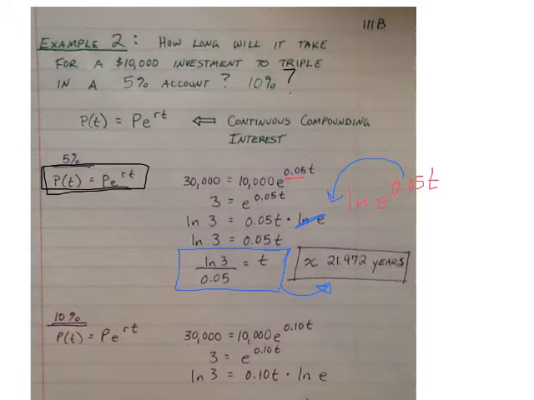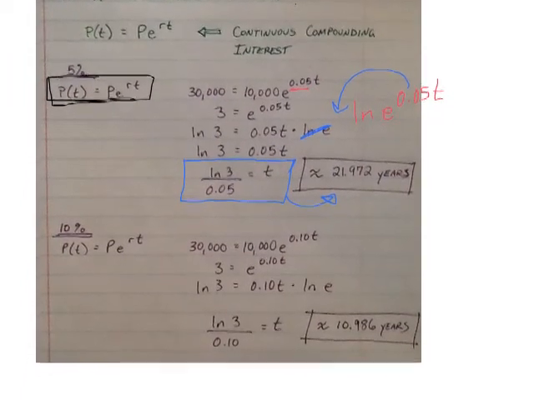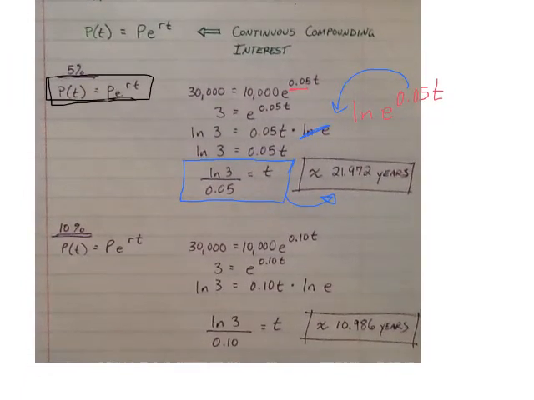Doing the same process for 10%, we work through the same process and we get the equation and we find that it takes about 10.986 years, which if you notice is half of that value. So it makes sense that if I'm making double the interest, I should be able to make my account grow at twice the speed.